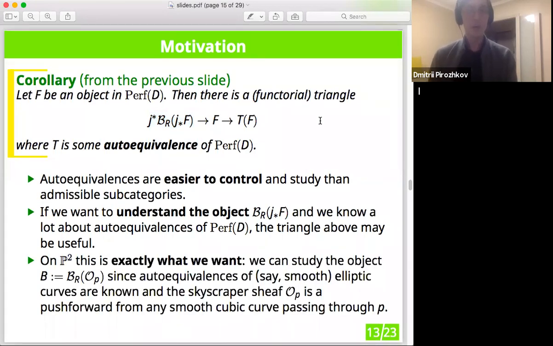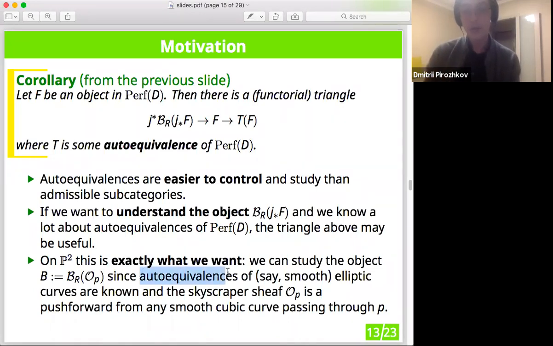In fact, what we want to do is exactly that on the projective plane. We want to study the projection of the skyscraper sheaves. The anti-canonical divisors in P2 are just elliptic curves. And it so happens that autoequivalences of elliptic curves are very well studied. There is, I believe, a full determination now. For smooth ones, it's relatively easy, and if you really care about singular ones, you need to work harder. But I believe that this is known as of 2020. And we will only need the smooth case anyway.